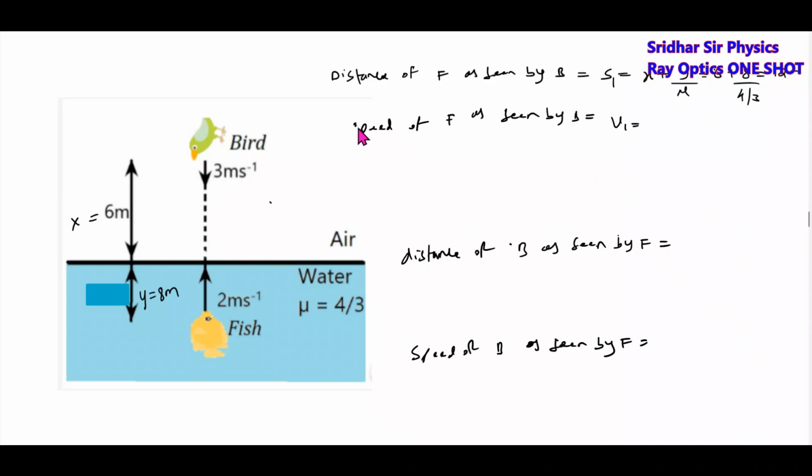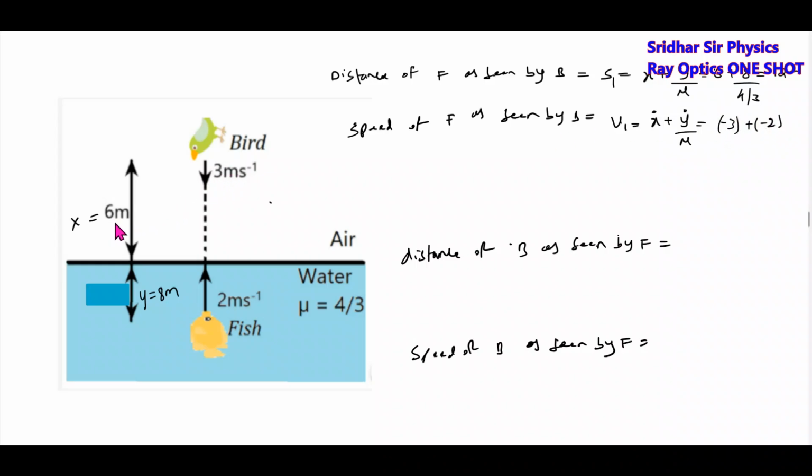Speed of fish as seen by the bird. I should differentiate this. This will become the derivative. What is dx by dt? dx by dt is decreasing. Speed is decreasing. So it's decreasing, therefore minus 6. Then dy by dt is also decreasing. So this will be minus 3.